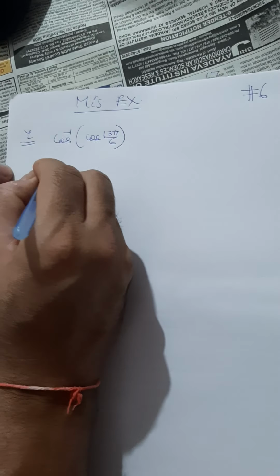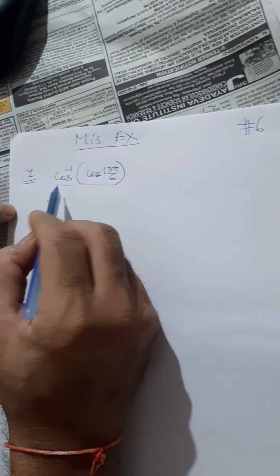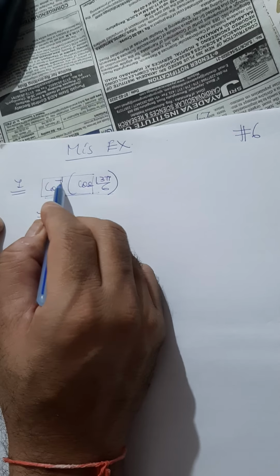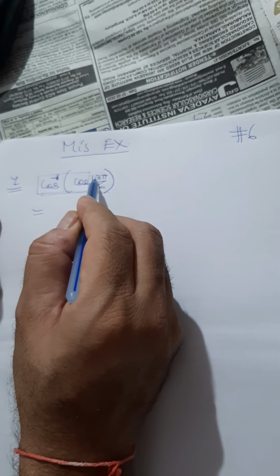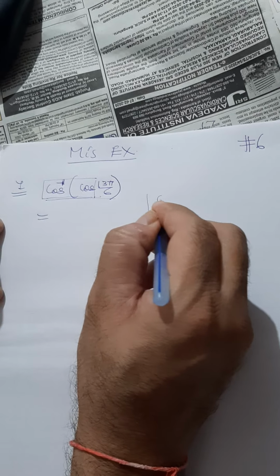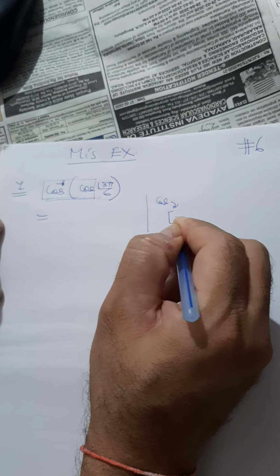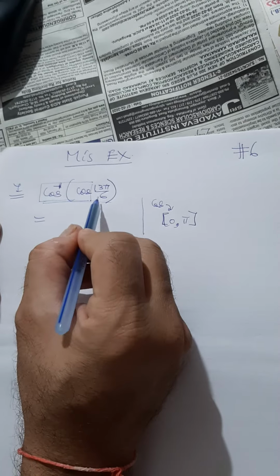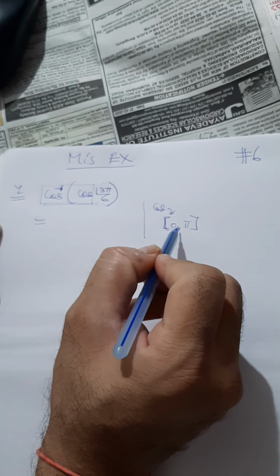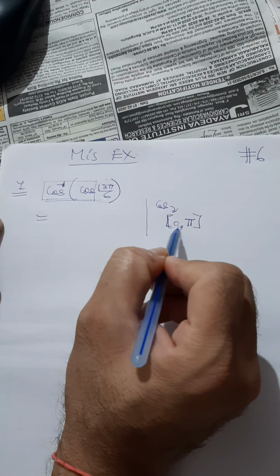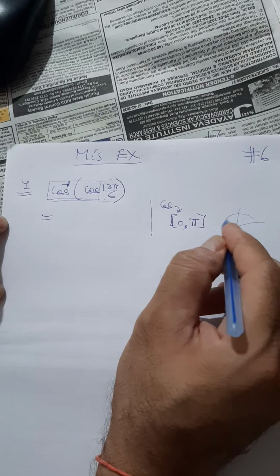So the question is here, find the value of this expression. Now as you know, you cannot cancel these two directly here because 13 pi by 6 is not in the domain of cos function. What's the domain of cos function? You know, the closed interval 0 to pi. So we need to reduce this angle in such a way that it falls from 0 to pi, that is, in the first two quadrants.